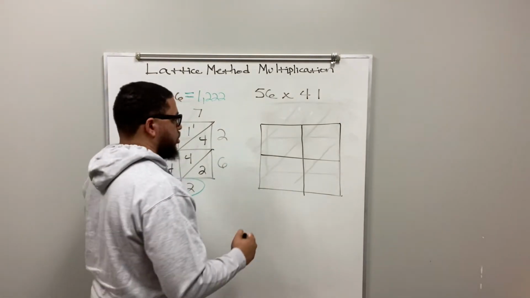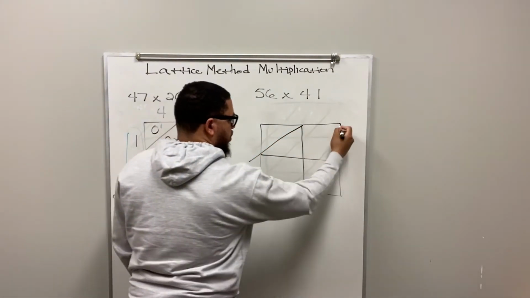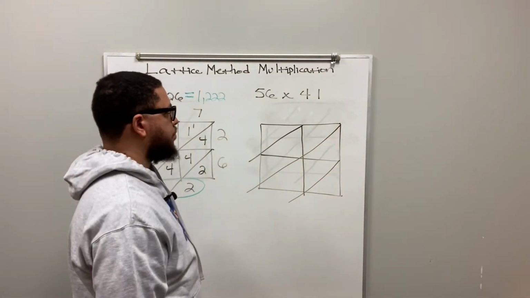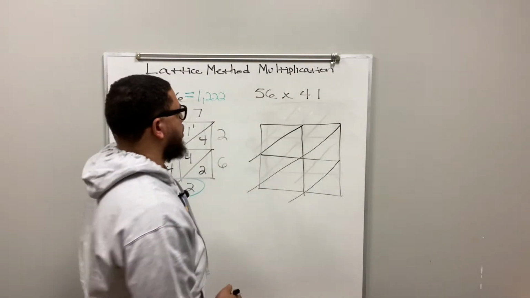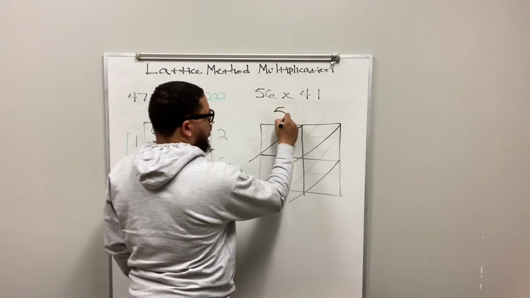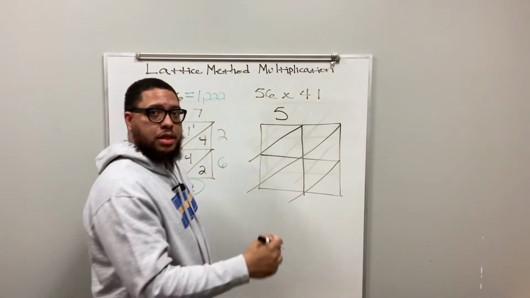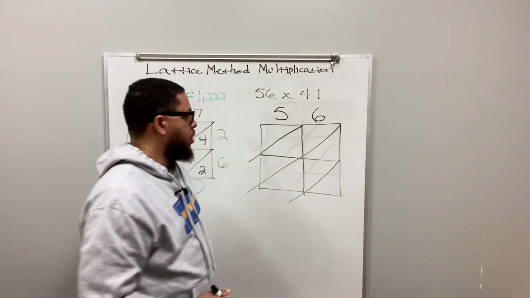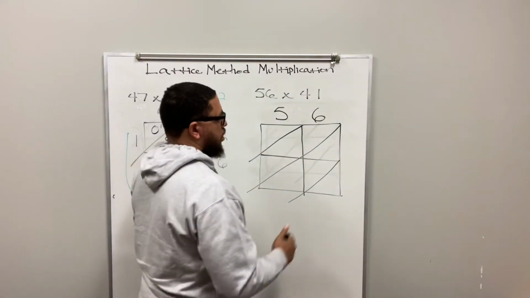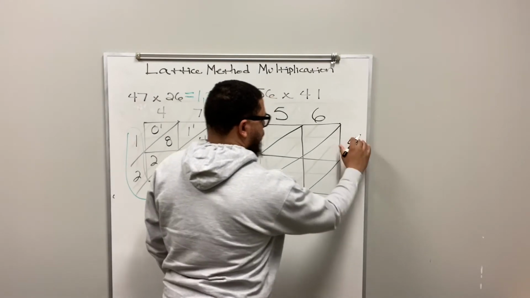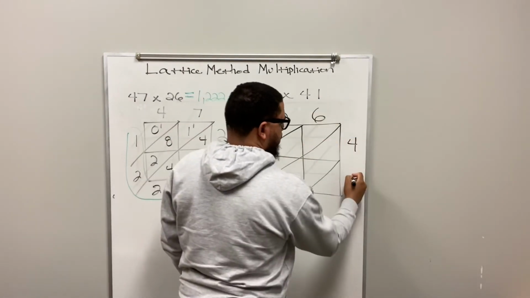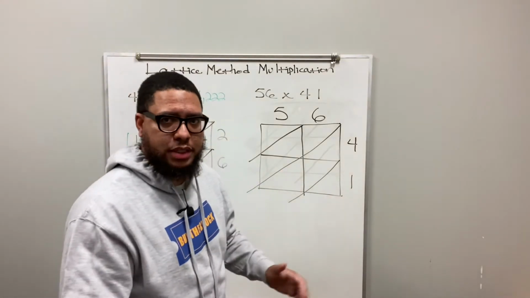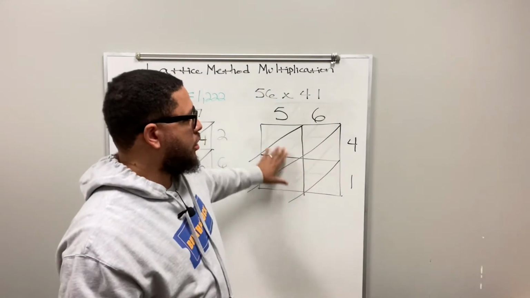Now I'll do my diagonals. Boom. Boom. Boom. All right? Now, where do I put this 56? I put the 5 over the first column. Then I'm going to put the 6 over top of the second column. Right? Where do I put the 41? I put the 4 next to the first row. I put the 1 next to the bottom row. All right, so I got 56 times 41.